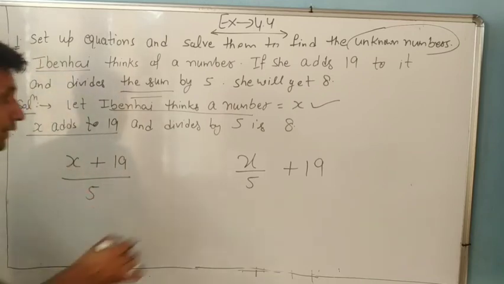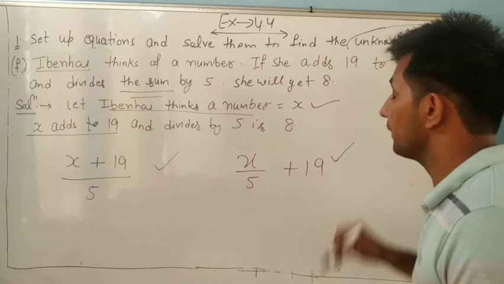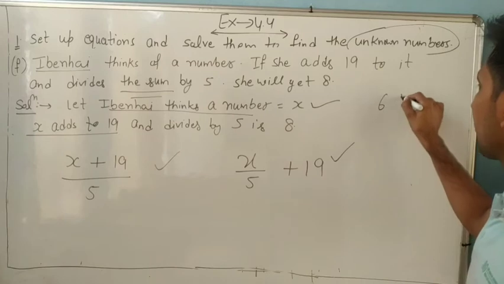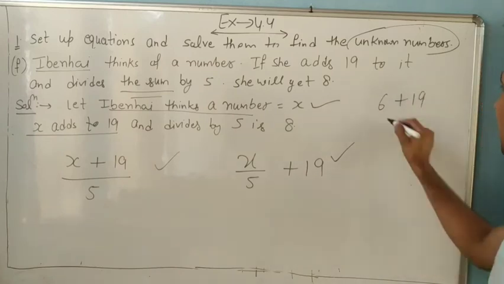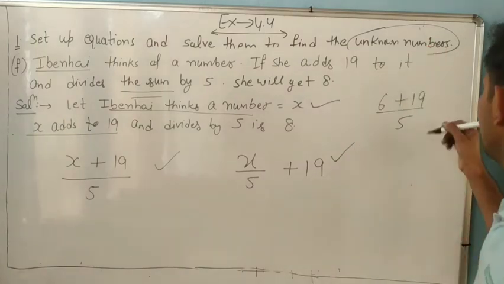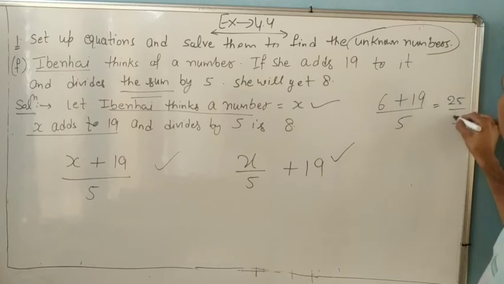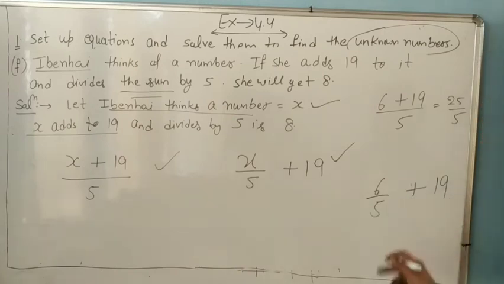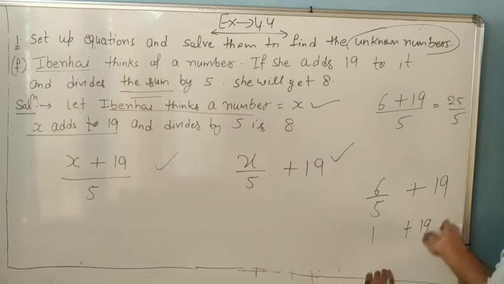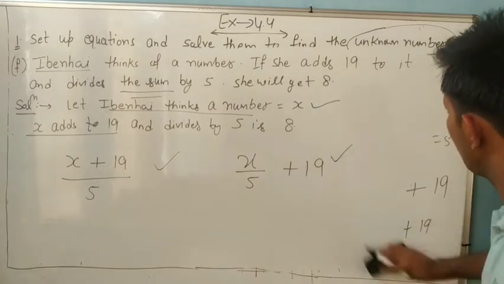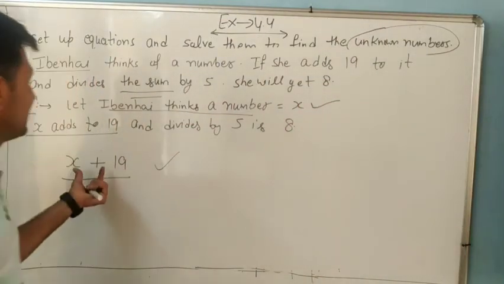This is where they are different, dear. Both expressions are different. You can check it like this: take 6 plus 19, divided by 5. 6 plus 19 is 25, and 25 divided by 5 is 5. But if I write 6 by 5 plus 19, it is 1 point something plus 19, so about 20. Here the answer is only 5, so both are different. Always remember, whenever we divide the sum, we divide the whole.